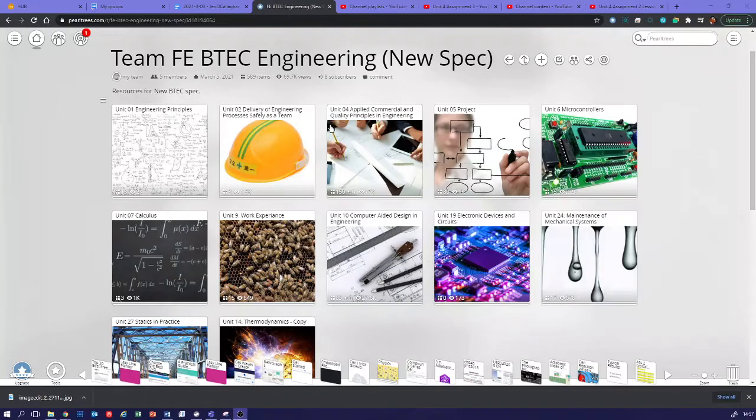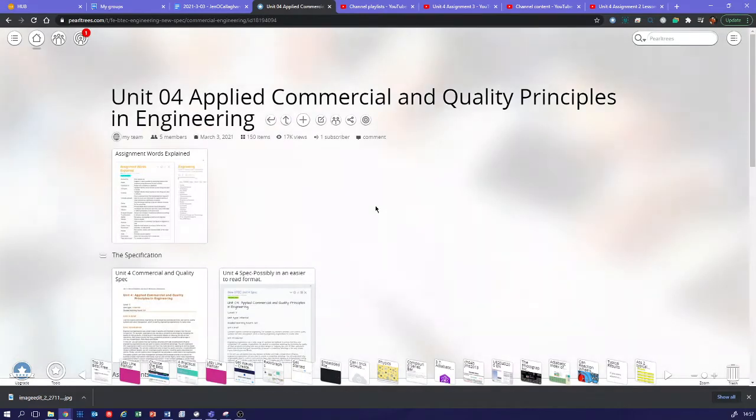Unit 4 you can find in the Resources tab on Teams, and it's this one here that says Unit 4. It's called Applied Commercial and Quality Principles in Engineering. So let's have a look at that. Unit 4 is one of the compulsory units we have to do to get your BTEC qualification in engineering.